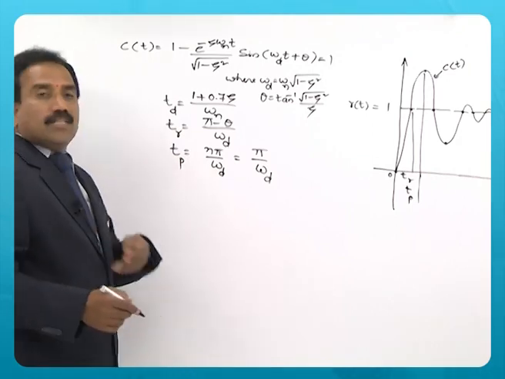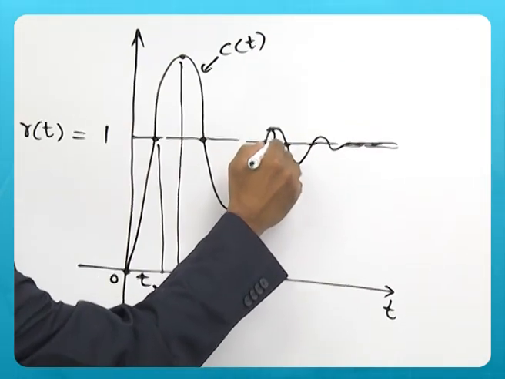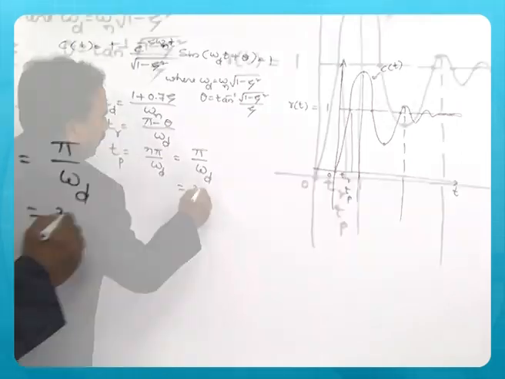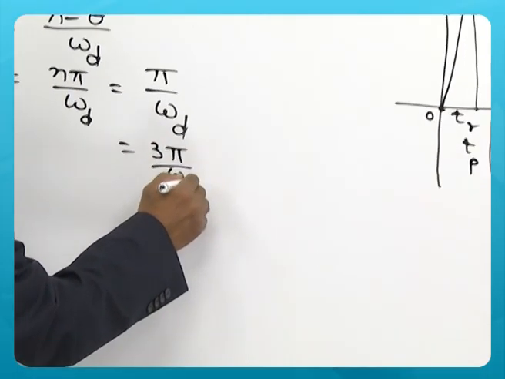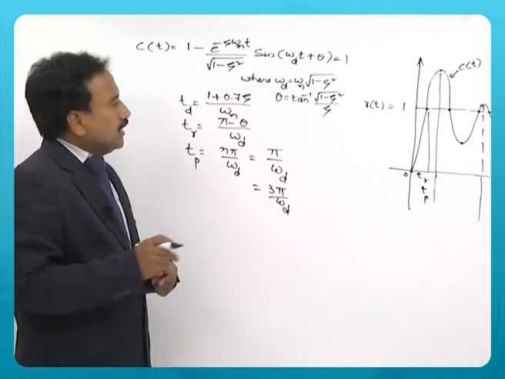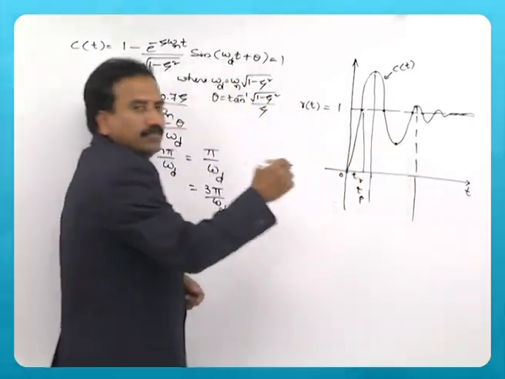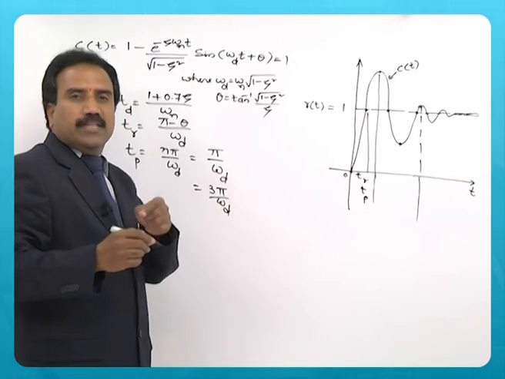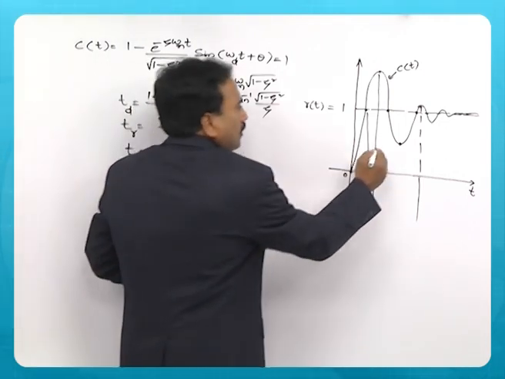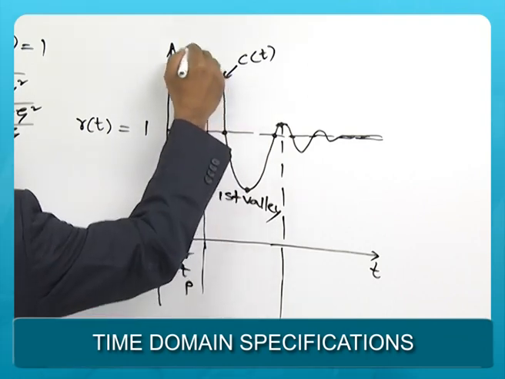Then what will be the time required for the response to reach the second peak? This is the second peak, so that is given by 3 pi by omega d. So it is not 2 pi by omega d. Remember that between the first peak and second peak there is a point that is known as the valley point, the first valley or peak undershoot. It is called first valley, this one, and this is the first peak.